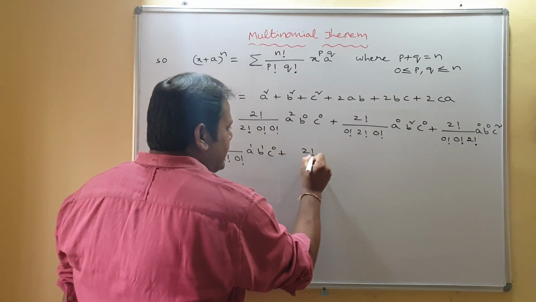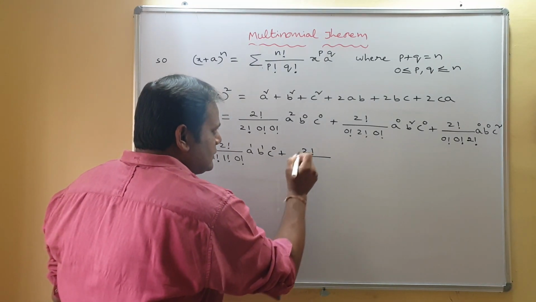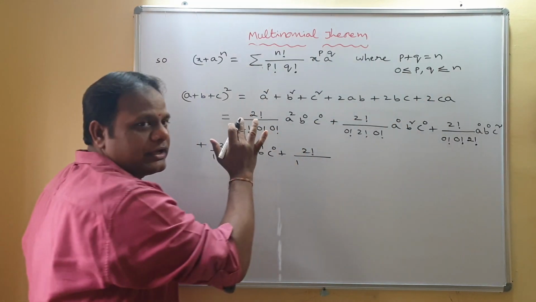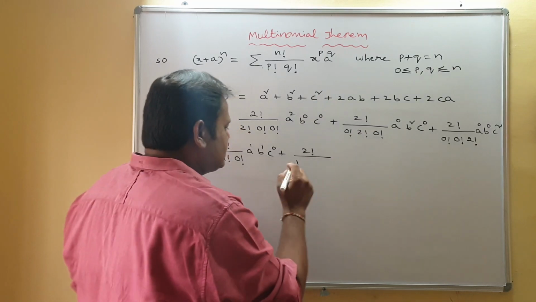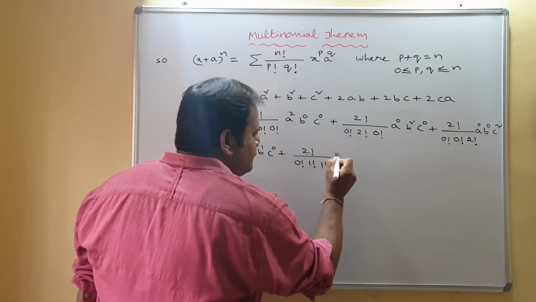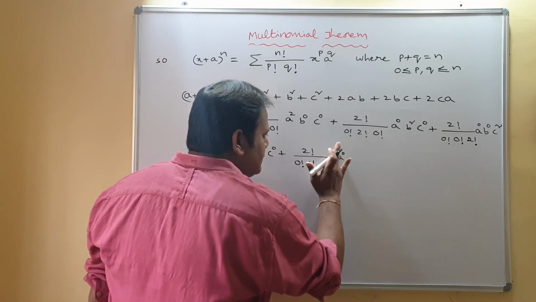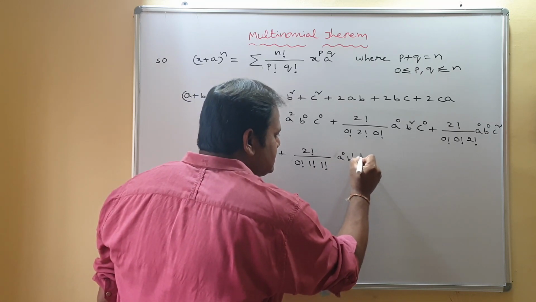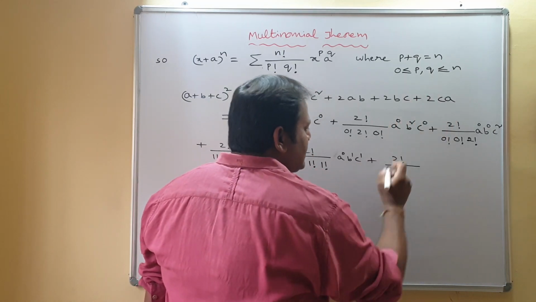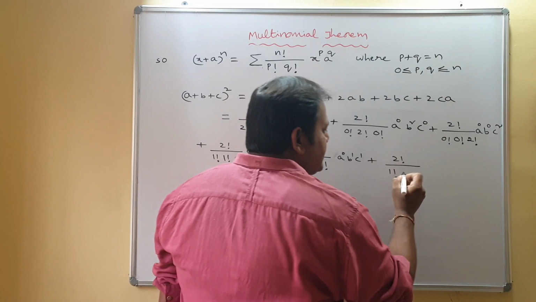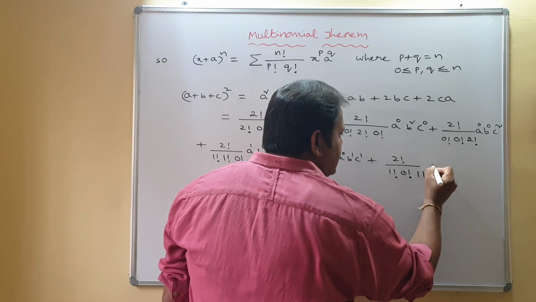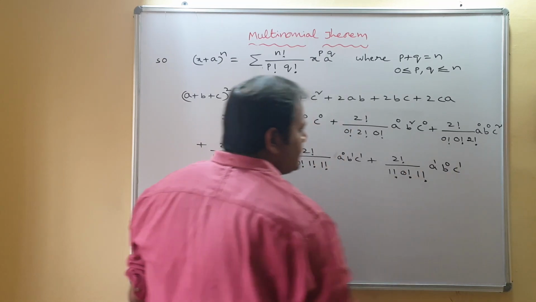The next one becomes 2 factorial by 1 factorial 1 factorial. For B power is 1, C power 1. So 1 plus 1 is 2. Yes, it's okay. So what about A? Power of A must be 0. So here 0 factorial, power of B 1, power of C 1. So here A power 0, B power 1 and C power 1. Coming to the last term, 2 factorial by, for A power is 1, so 1 factorial. There is no B, so 0 factorial. C power 1, so 1 factorial, into A power 1, B power 0, C power 1.